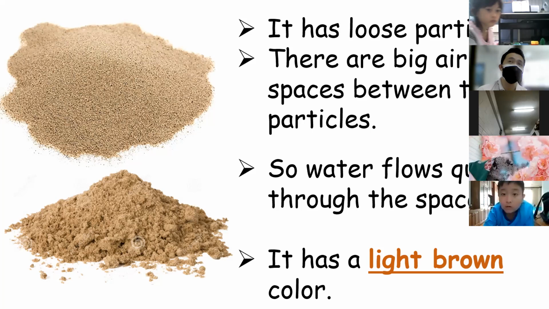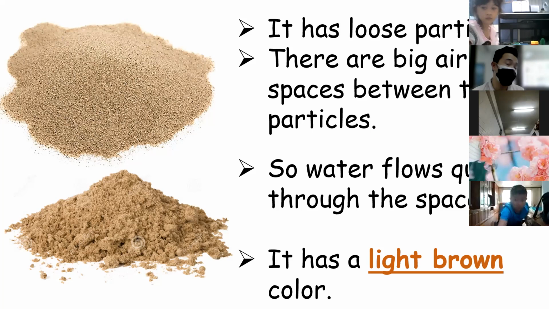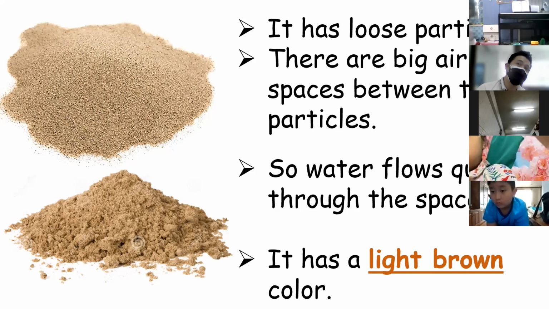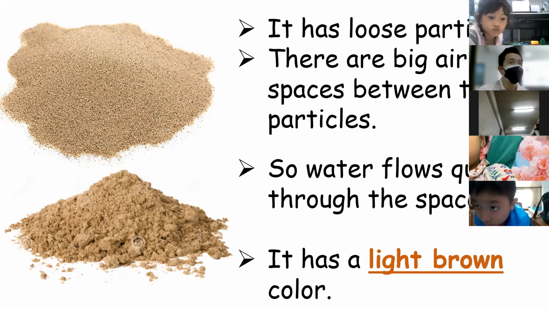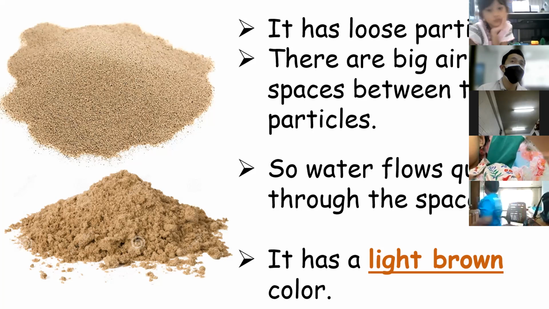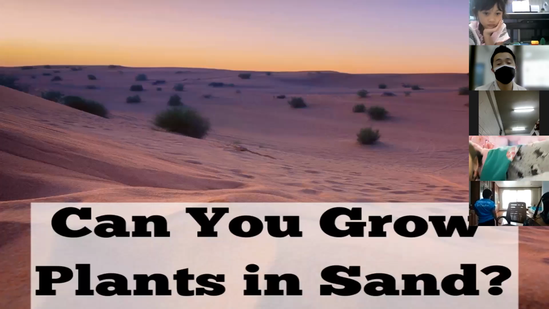The fourth one, what is the color? The color of sandy soil is light brown. If you say yellow, then I will accept also. See, the color of sandy soil is light brown. Okay, remember that one.